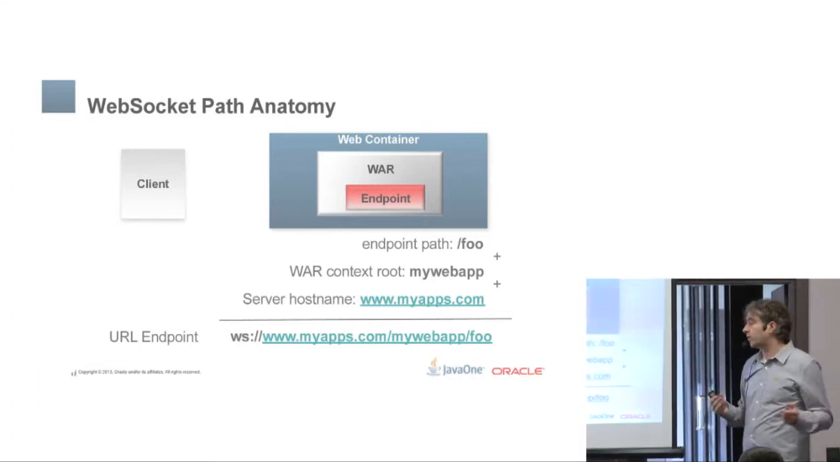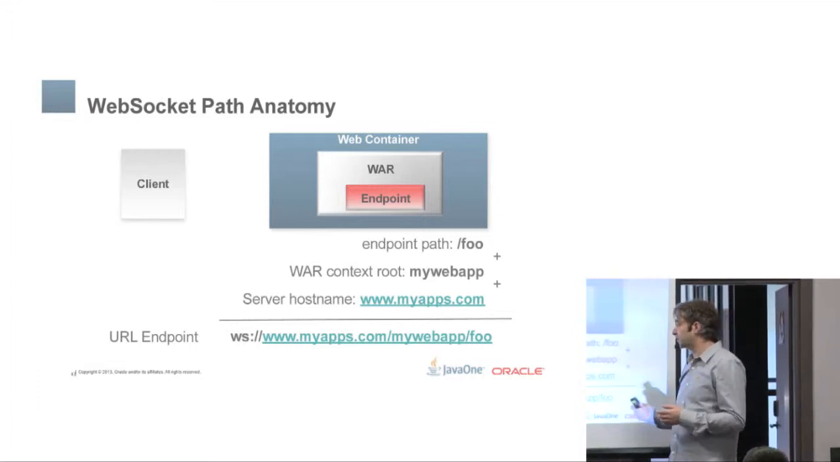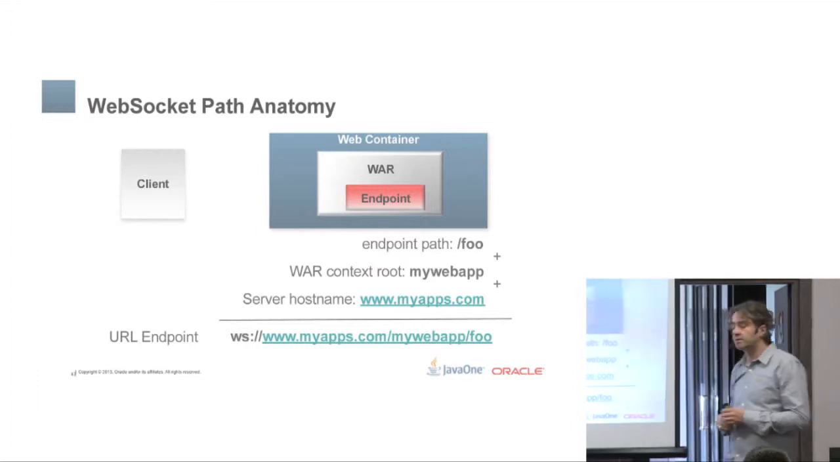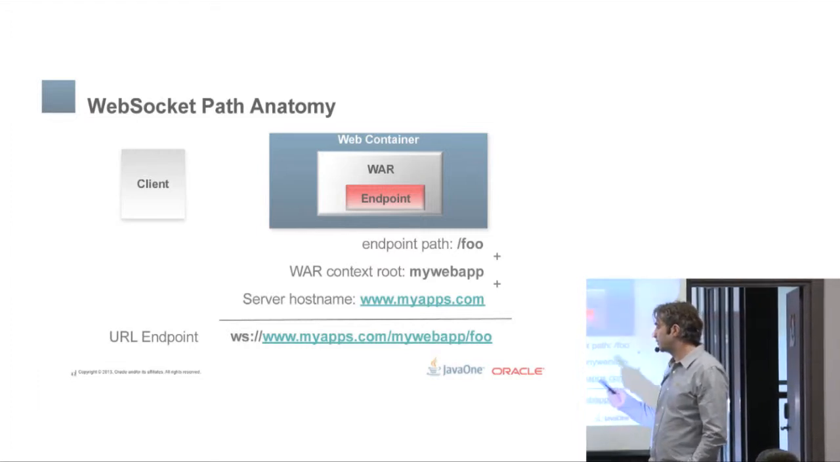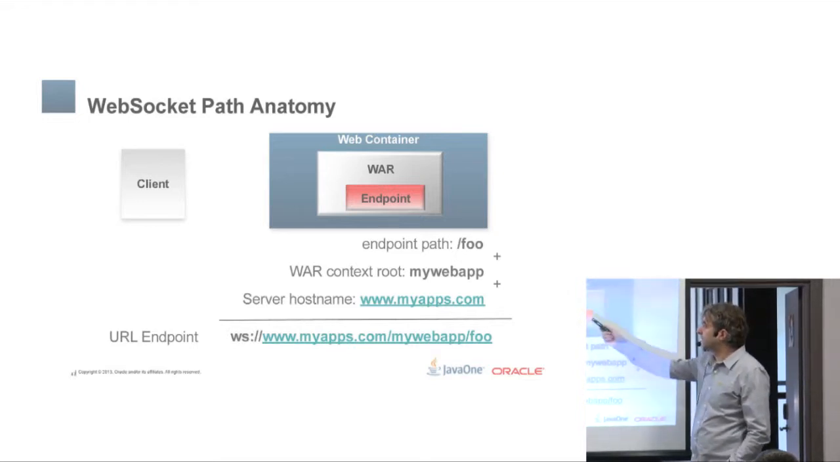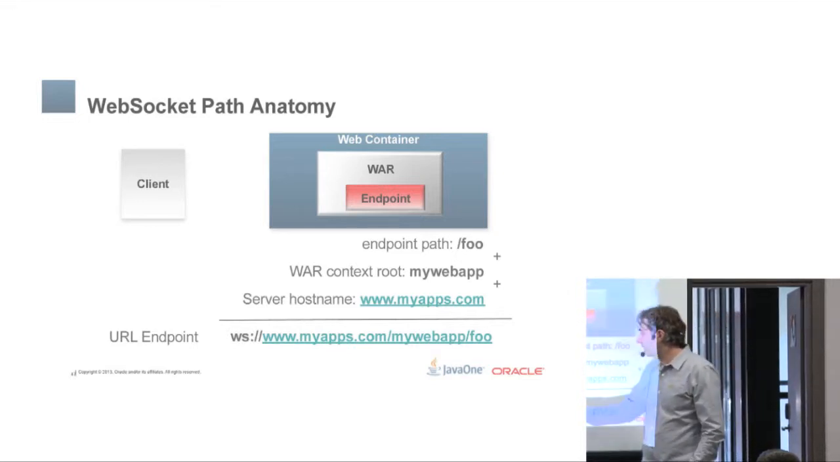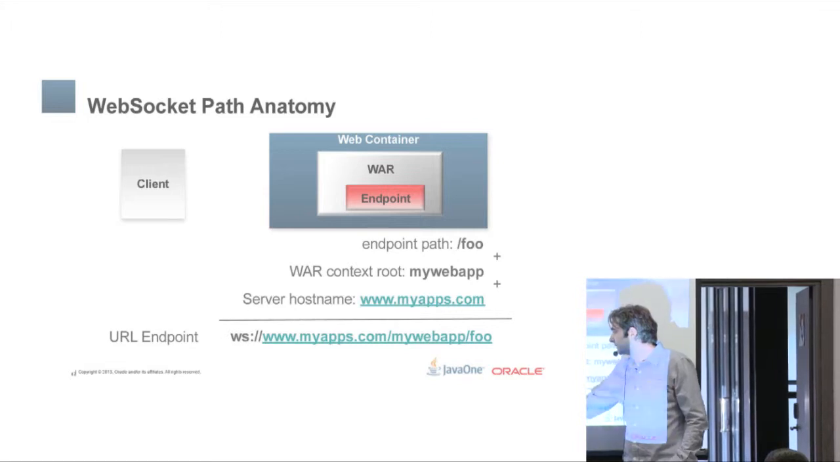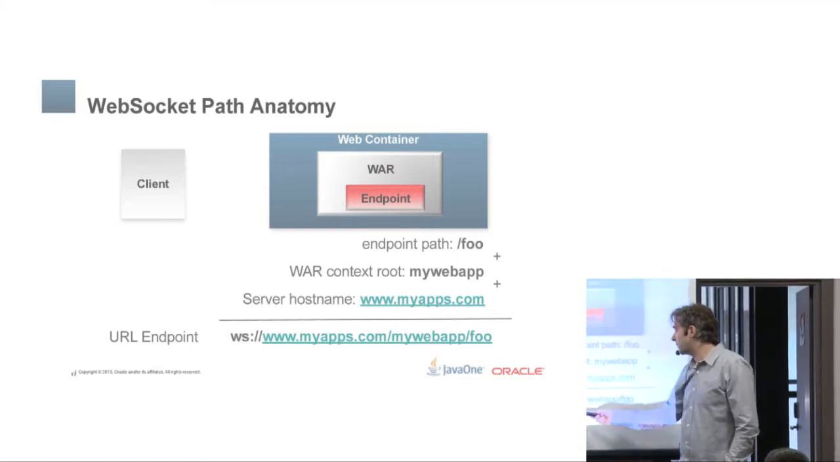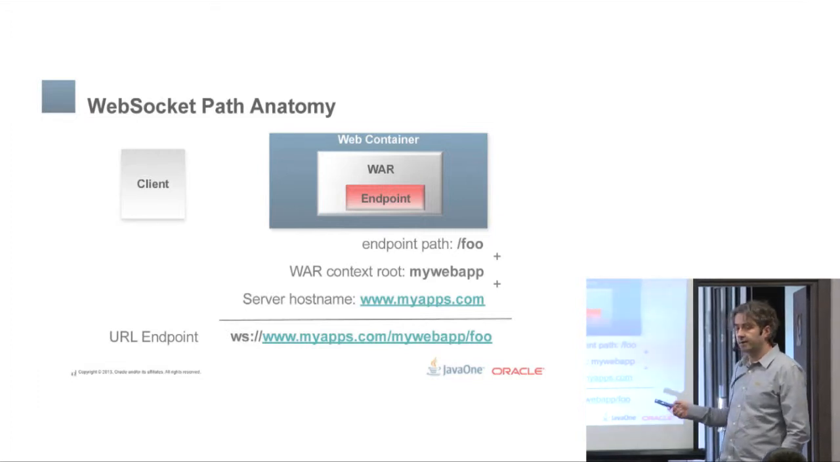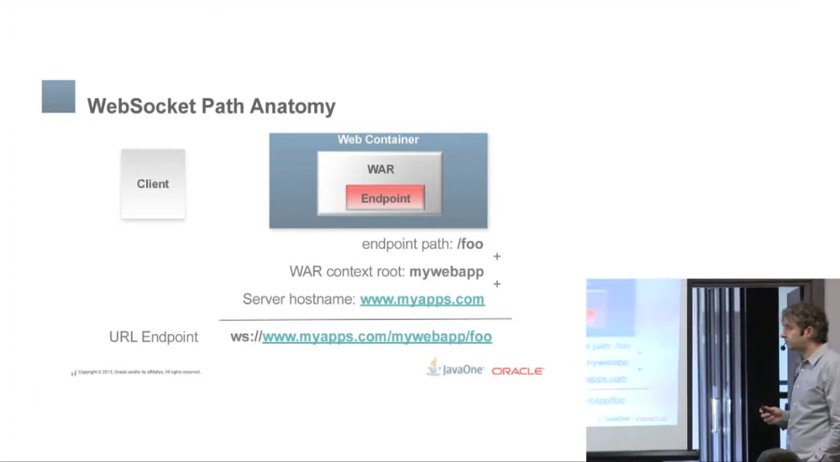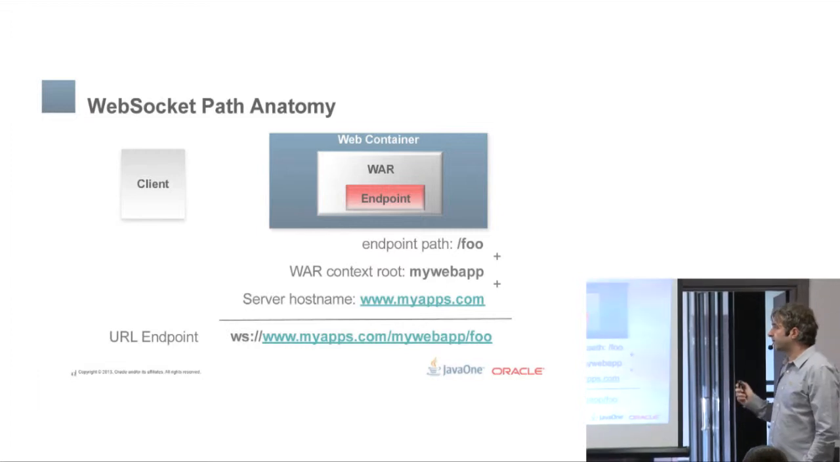And obviously, this is deployed on an actual host. So the host name is also part of the equation. So the final endpoint you would have to use to reach that endpoint, well, you would have to invoke ws:// the host name, the web context of the WAR itself, and finally the URI. So that's something you have to keep in mind.